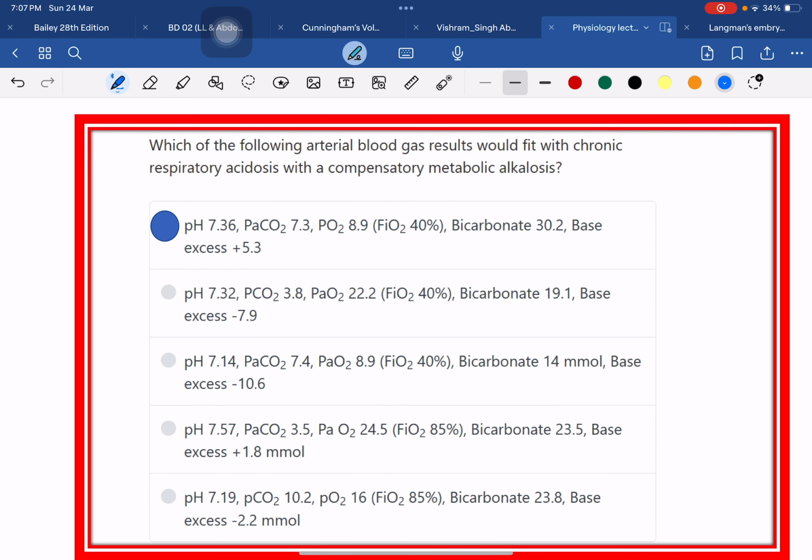The pH, which is 7.36, that means it's normal. Then what will happen? Partial pressure of carbon dioxide will increase, bicarbonate level increases, and as it is respiratory, the partial pressure of oxygen is reduced. Actually this is not so important, you can forget this easily.